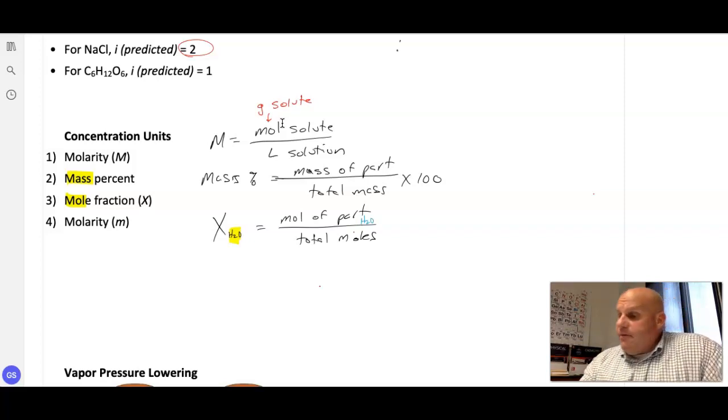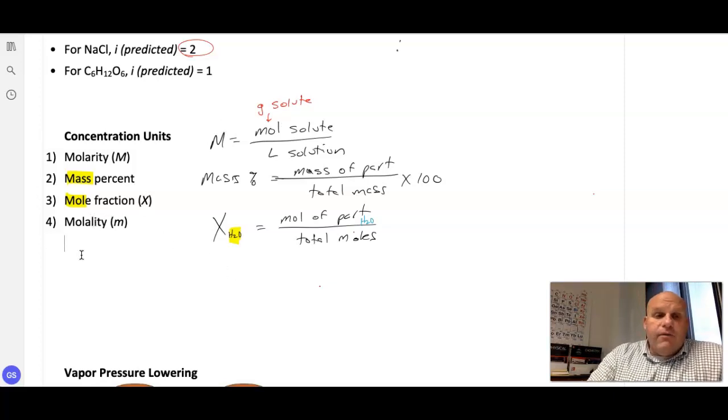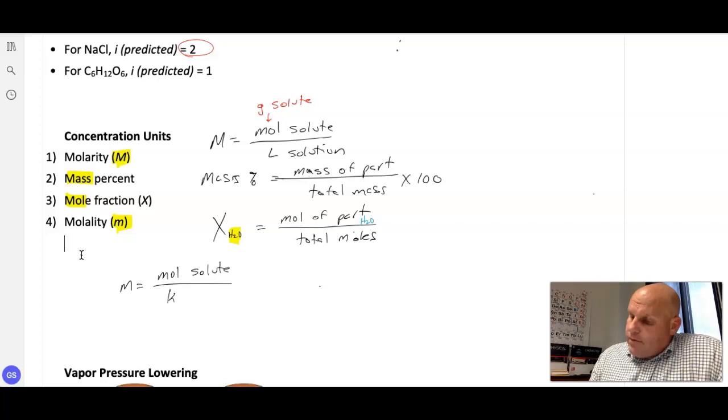All right, and finally we have molality. Oh, that is a typo, my fault. Molality as our fourth concentration unit. Notice the difference here. Molarity is a capital M, molality is a lowercase m. And molality's formula is moles of solute over kilograms of solvent. Moles of solute over kilograms of solvent.